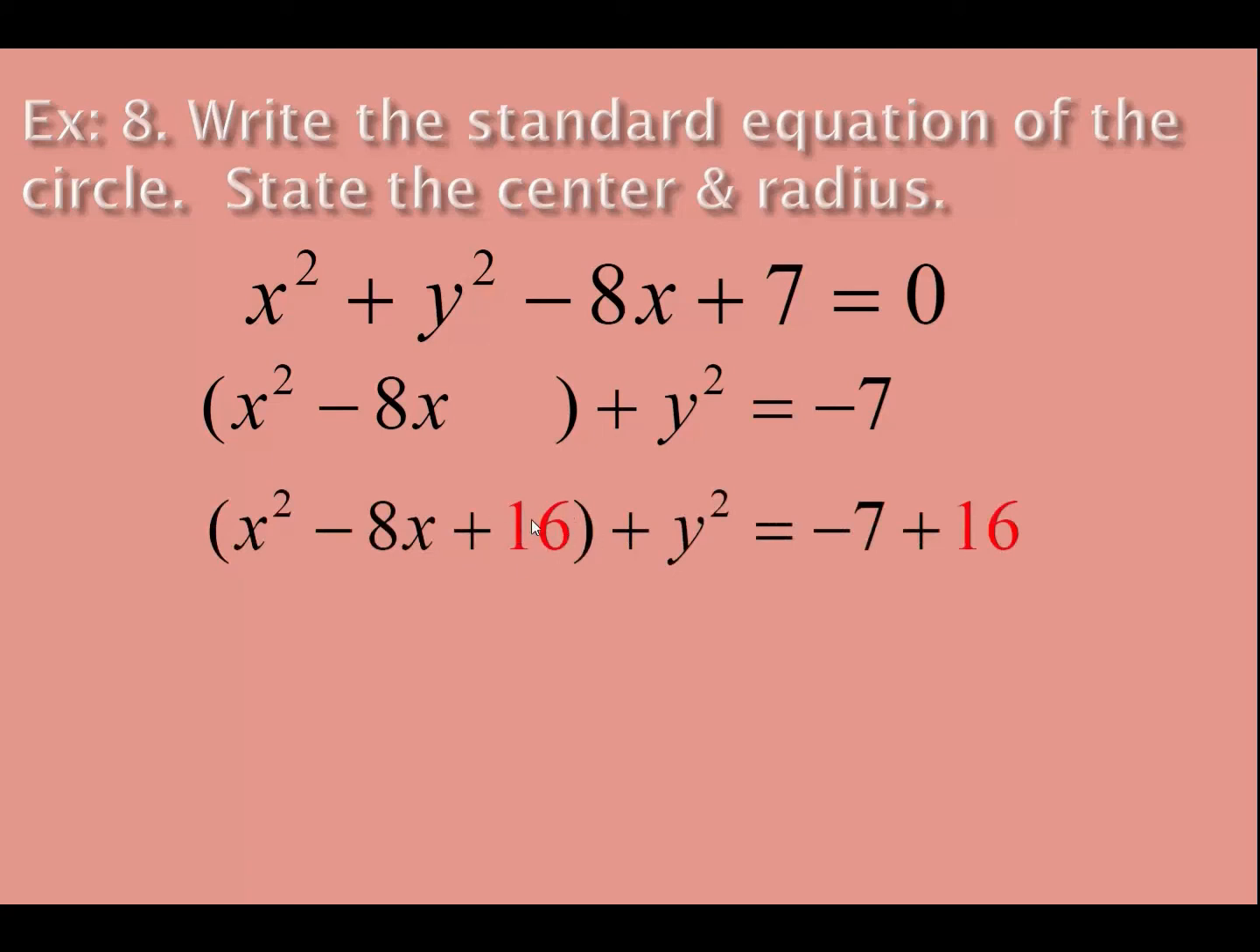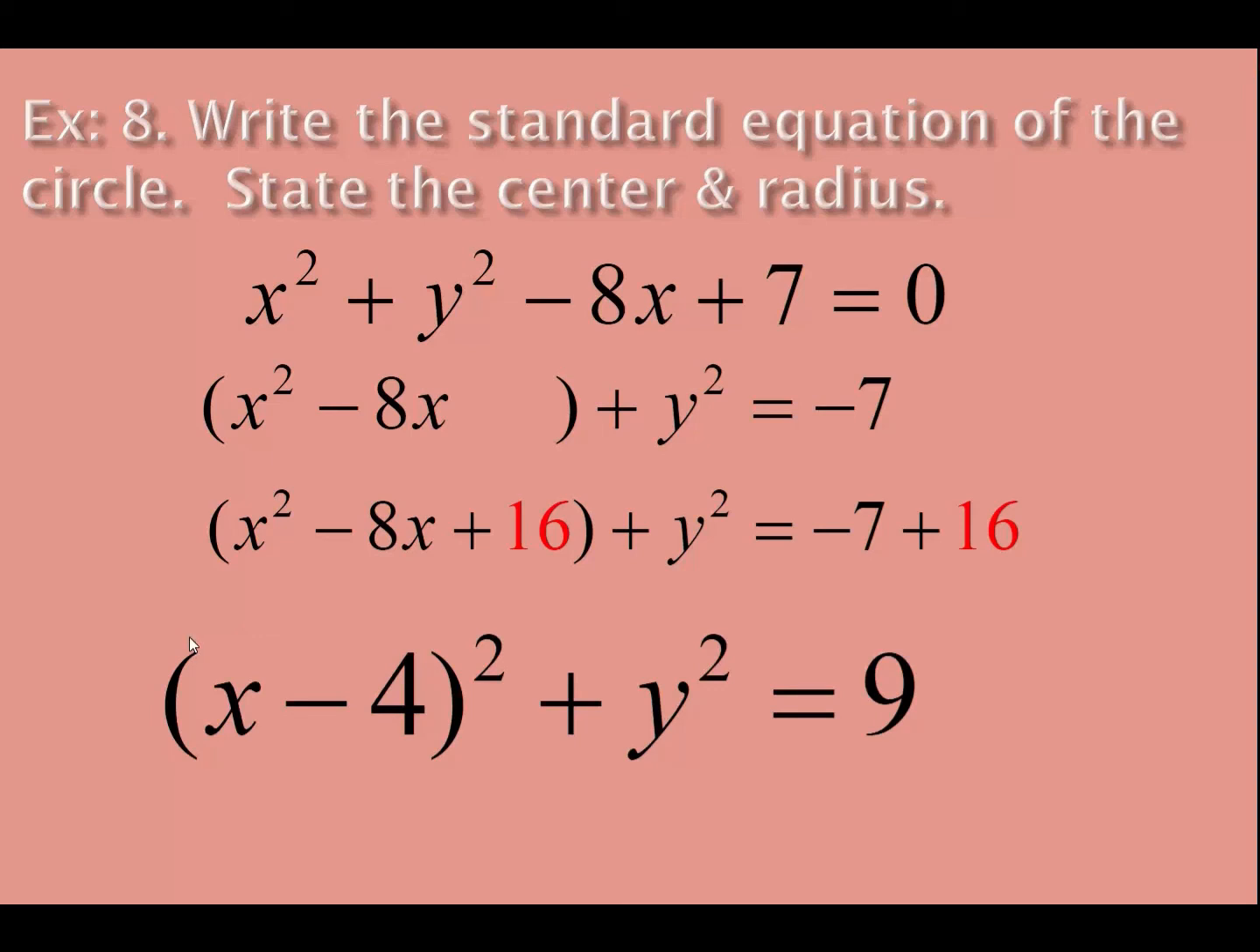So if you add 16 here, you need to add 16 on the other side, since it's an equation, so it should be equivalent. And then x squared minus 8x plus 16 will be x minus 4 squared, plus y squared equals 9. So the center of this circle is (4, 0), and the radius is 3. That's everything for the equations of circles.